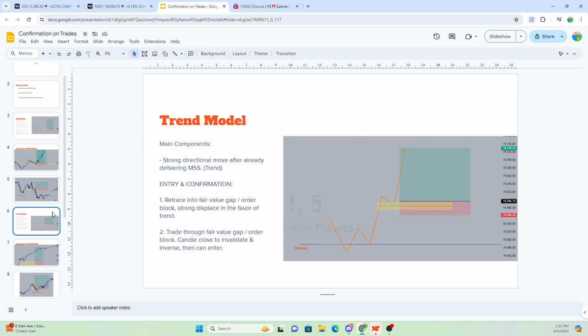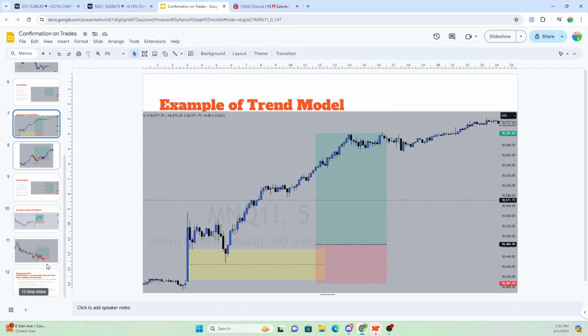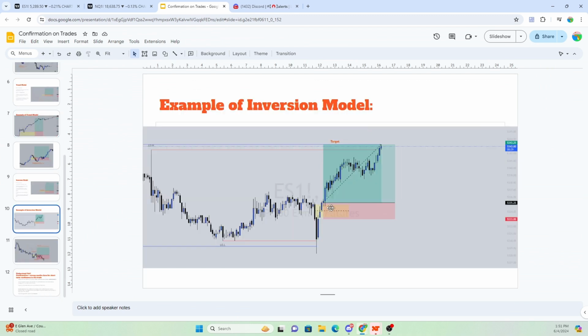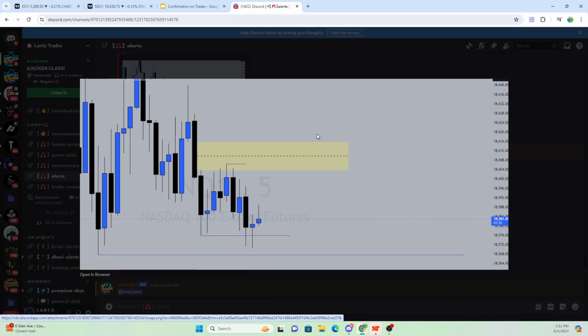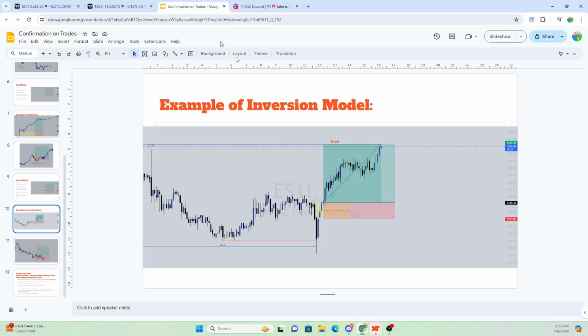You look at the model that we follow in terms of the inversion model, right? Same thing here: speed of price into that fair value gap that we invalidate, which turns inversion. We did that here. Then that candle close off the 1 minute for confirmation. It's the exact same thing here, except I referenced the 5 minute as an entry point because it was a 5 minute inversion. The only difference, this is a 1 minute inversion.